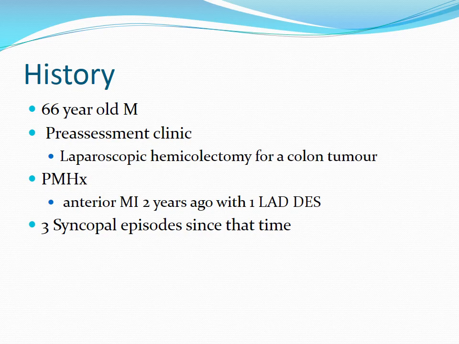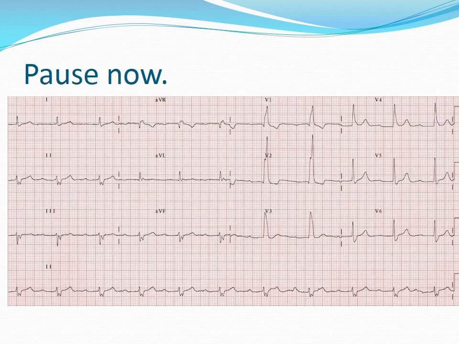We have a 66-year-old male at pre-assessment clinic for a laparoscopic hemicolectomy for a colon tumour. He has a history of ischemic heart disease with an anterior MI 2 years ago with one left anterior descending drug-eluting stent inserted. In terms of cardiac symptoms, he has had 3 syncopal episodes since that time at rest. He has no angina and is able to walk 2 flights of stairs comfortably. Please interpret this ECG. Pause now for your own answer.